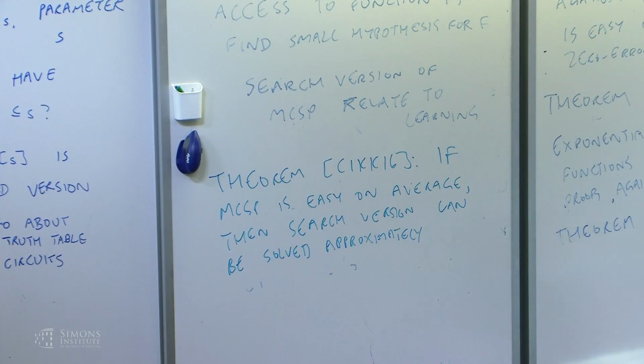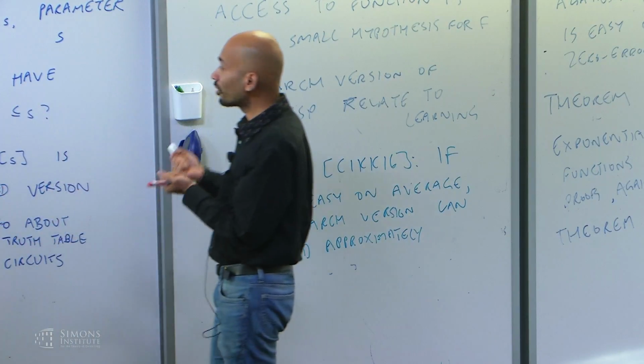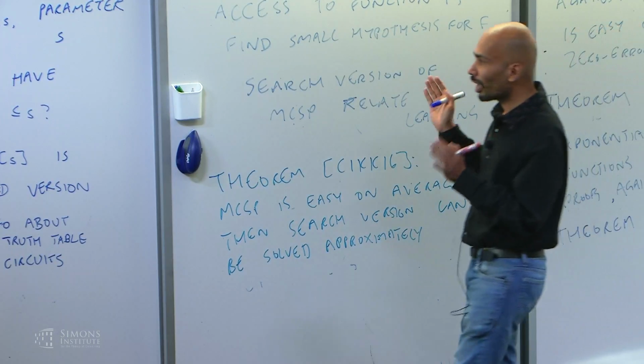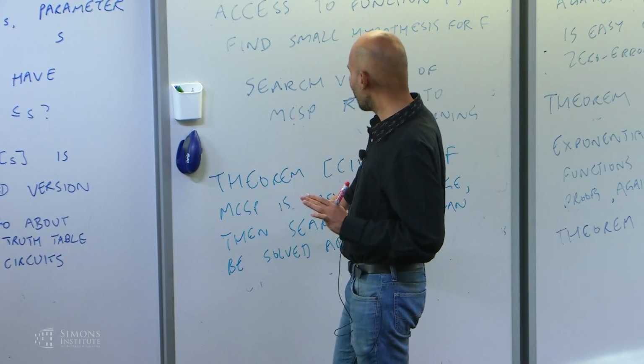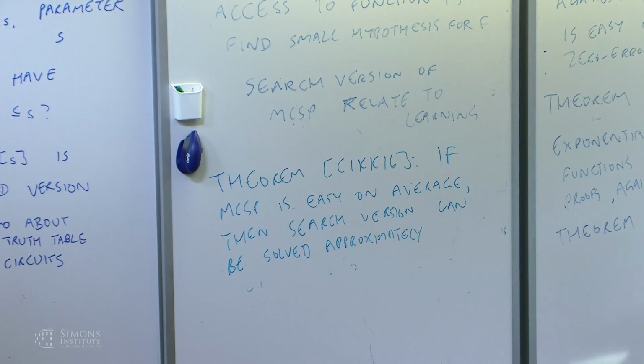I just mean that, to solve the search version precisely, we want to get a circuit of size S that represents the function exactly. Here we are happy with having a circuit that is correct on most inputs, right? So it's a good approximation to the function, a small Hamming distance between the truth table corresponding to the object you output here and the function f. And that's the setting that you often have in learning, right?